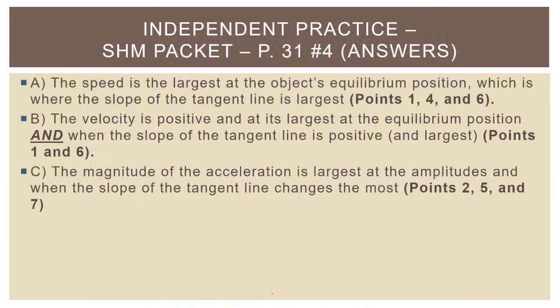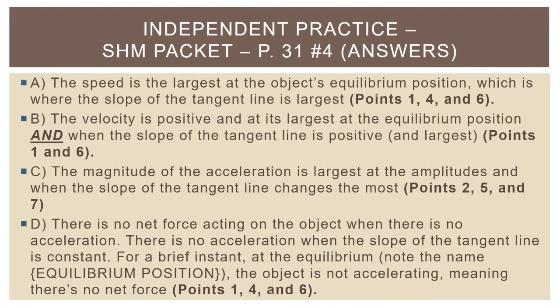And so for our answer here, we can write for D, there is no net force acting on the object when there is no acceleration. There is no acceleration when the slope of the tangent line is constant. For a brief instant, at the equilibrium position, note the name equilibrium position, the object is not accelerating, meaning there's no net force. That makes the answer here points 1, 4, and 6.